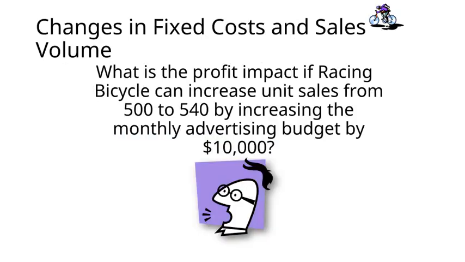At Racing Bicycle, the variable expense ratio is 60%. Let's assume that the management of RBC believes it can increase unit sales from 500 to 540 if it spends $10,000 on advertising. Would you recommend that the advertising campaign be undertaken? See if you can solve this problem before going to the next screen.